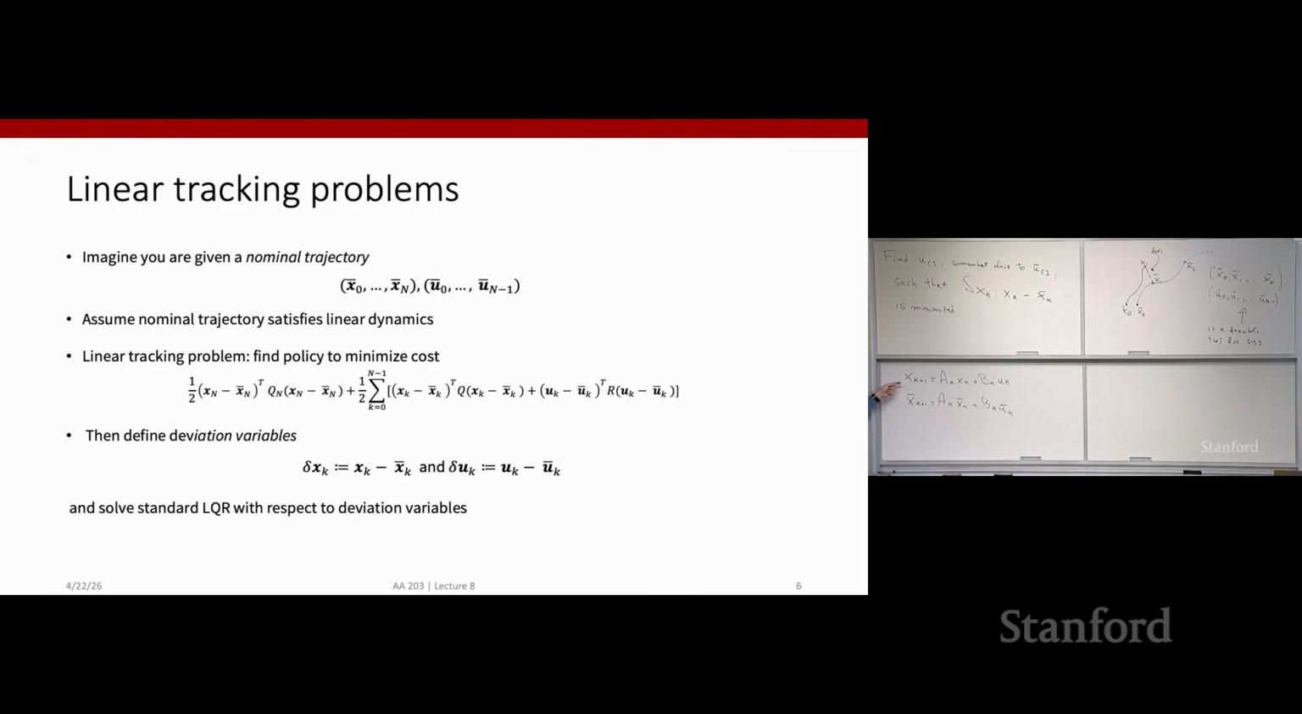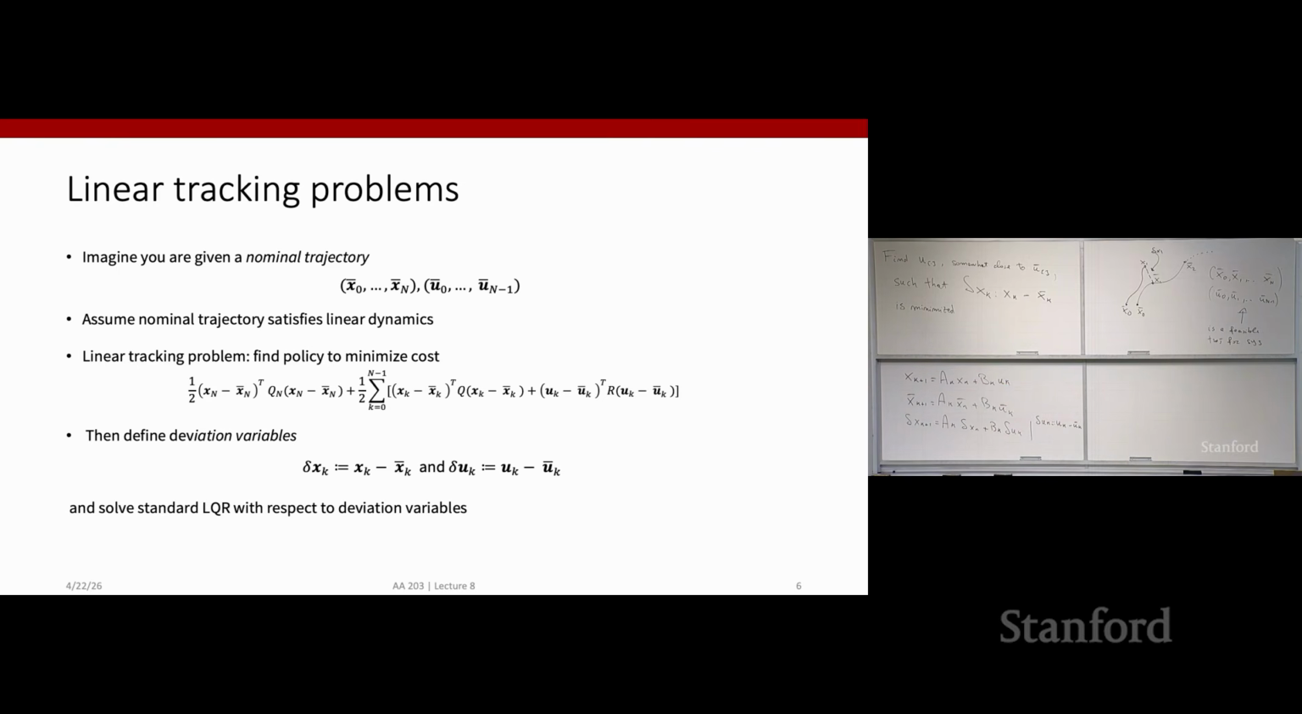So then, instead of reasoning in terms of absolute states or absolute controls, let's reason in terms of deviation variables. So we take the difference between these two equations. What we get is that delta x_{k+1} equal A_k delta x_k plus B_k delta u_k, where delta u_k are the deviation variables with respect to the control. So they're defined as u_k minus u bar_k.